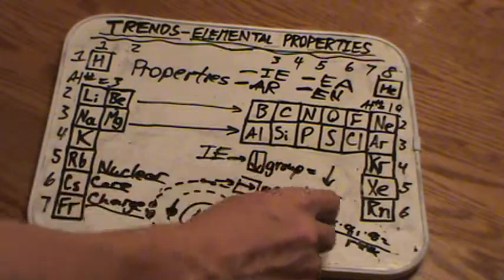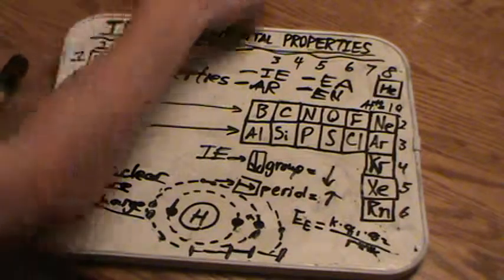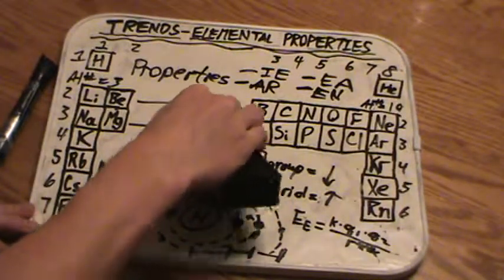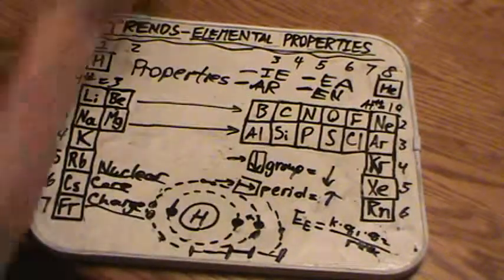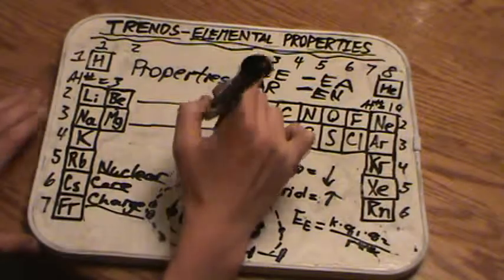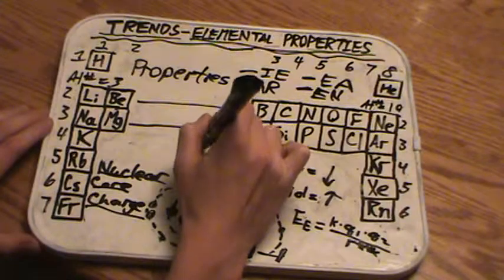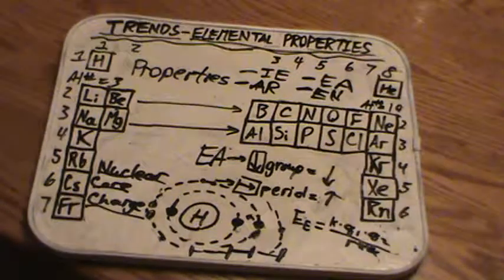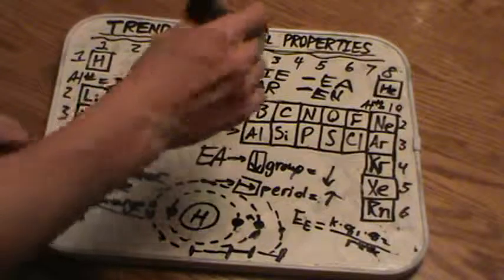So let's actually just leave that formula there, because it will work. It will tell us a lot about almost all of the other properties. So electron affinity. Let's talk about electron affinity. It turns out that electron affinity actually has the exact same trends as ionization energy.